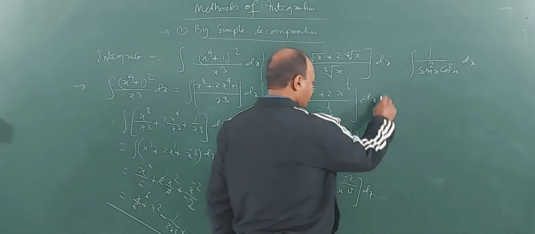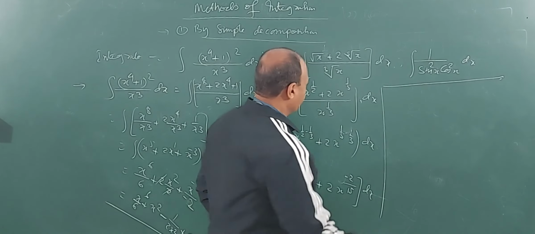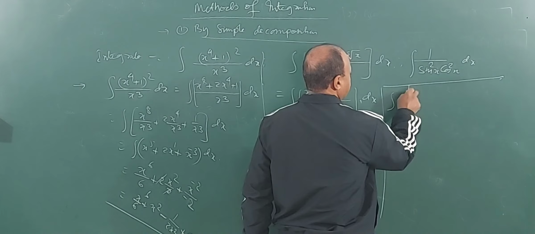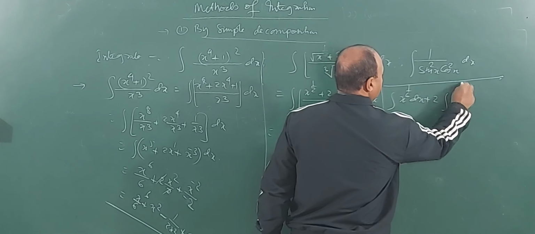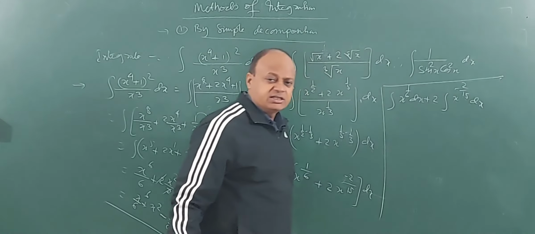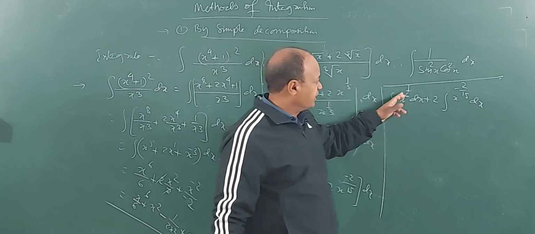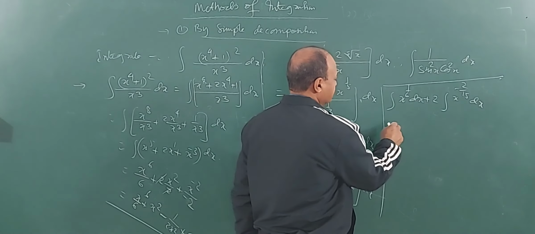So if I integrate, what will I get, children? I will be getting integration of x to the power 1 by 6 with respect to x plus 2 comes out, x to the power minus 2 by 15 with respect to x. So again, it is very easy to integrate. I am going to use the x to the power n formula. n here is 1 by 6. So what do I get?